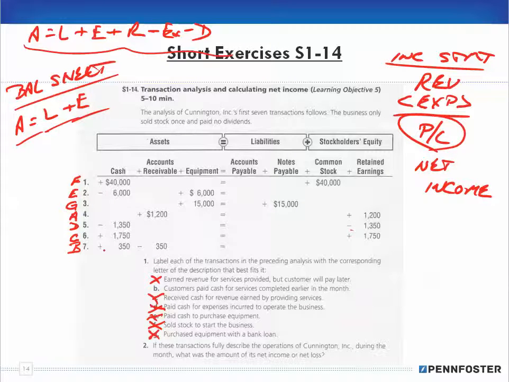So number 7 is an increase in cash by $350 and a decrease in my accounts receivable. So what does that mean? We're paying off the receivable, which is what I just explained in doing number 6. The customer paid cash, so we're receiving the cash, but services were completed earlier in the month. If services were completed earlier in a month, we would have a debit to accounts receivable, right, and a credit to sales, right? That's earlier in the month.